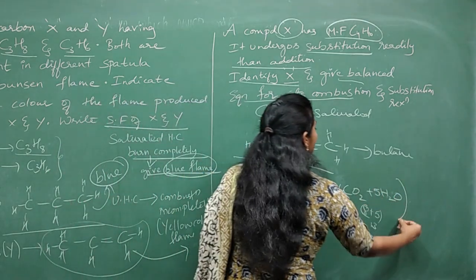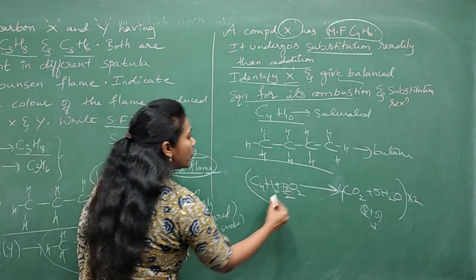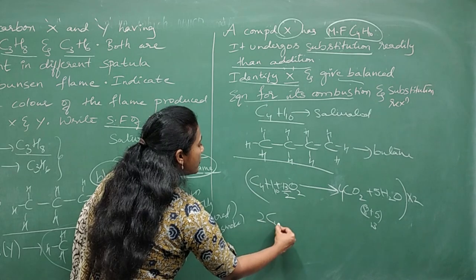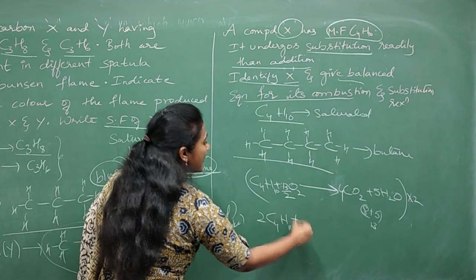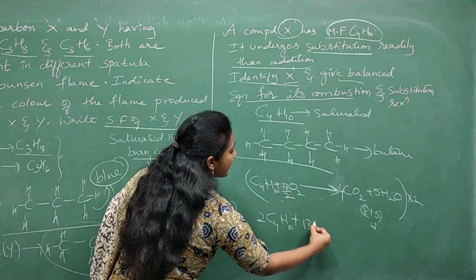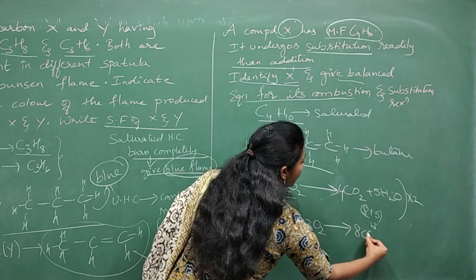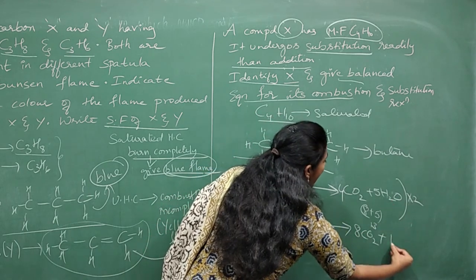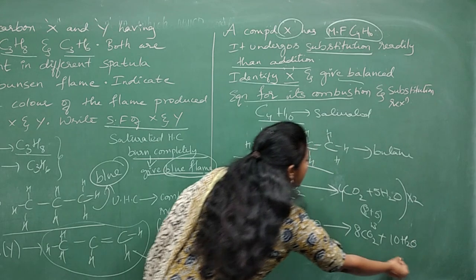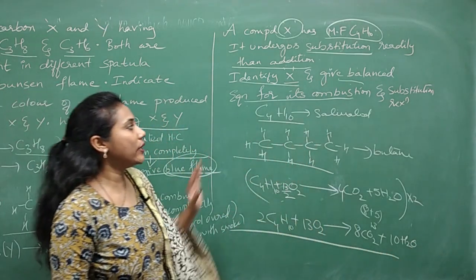So to remove the fraction, I will multiply the whole equation by 2. So what do I get my equation as? 2C4H10 plus 13 by 2 into 2, the 2 gets cancelled, I will get 13 O2. 4 2s are 8 CO2 plus 5 2s are 10 H2O. So this is the balanced equation for the combustion reaction of butane.